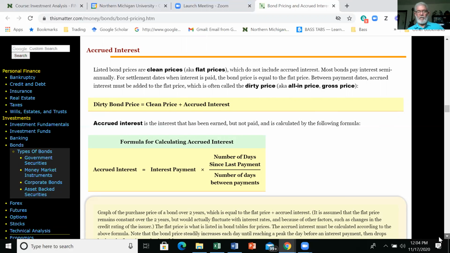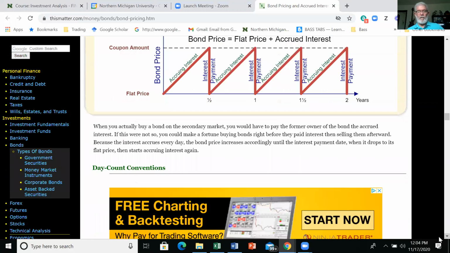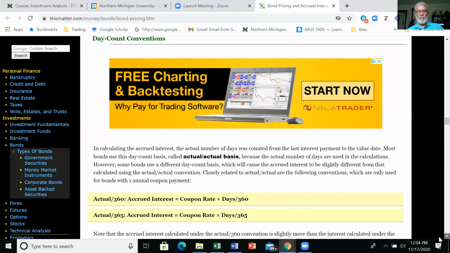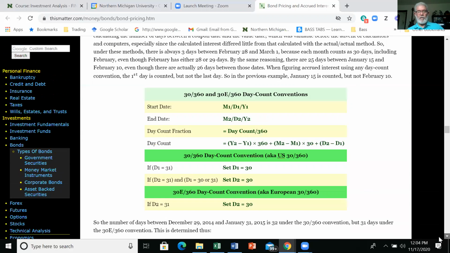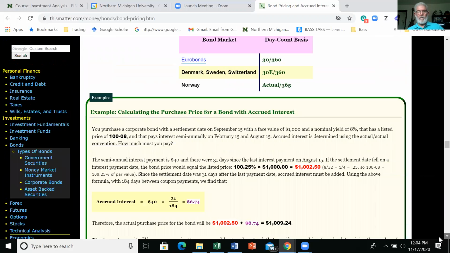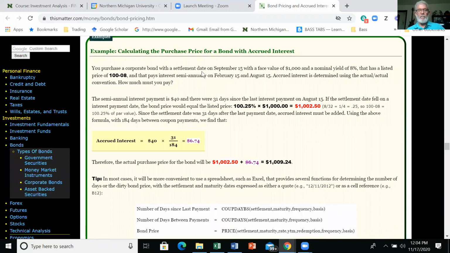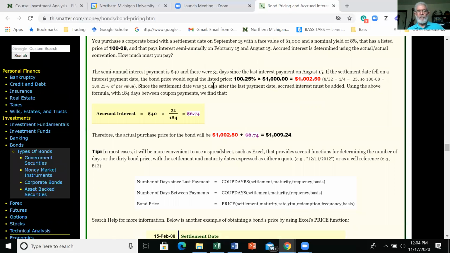And so we have a nice example here of how to count the days, and more importantly, how to purchase a bond with accrued interest. So this is fairly straightforward. The accrued interest is calculated right here. So we're going to add that to the clean price. And this is the dirty price. And I think if you walk through this and study this and go back and look at the problem, it'll make a little more sense.